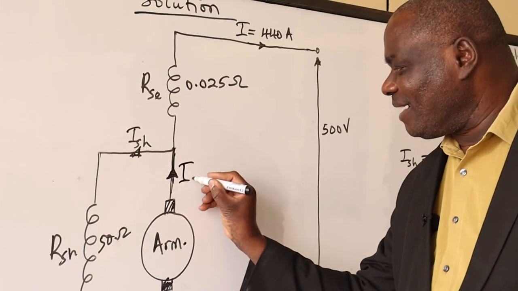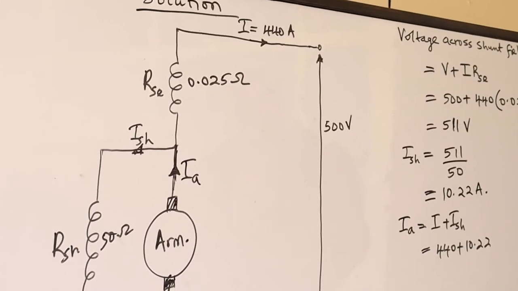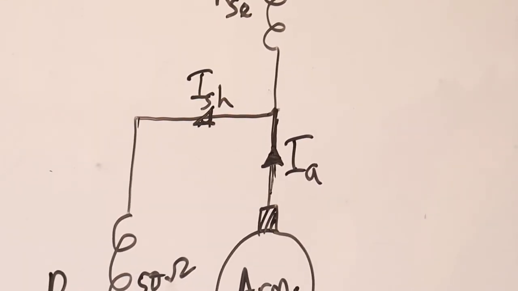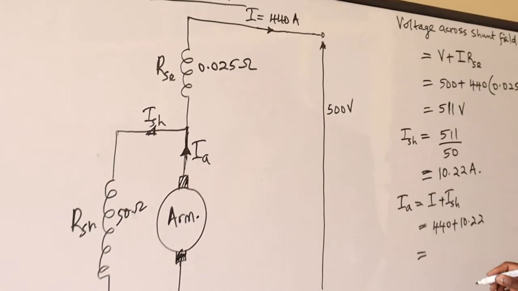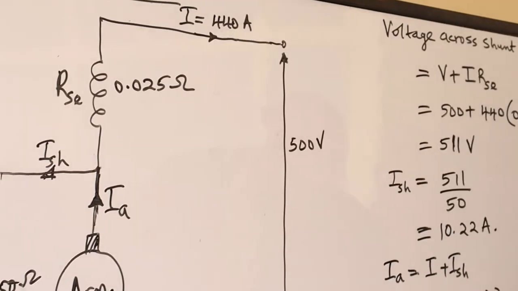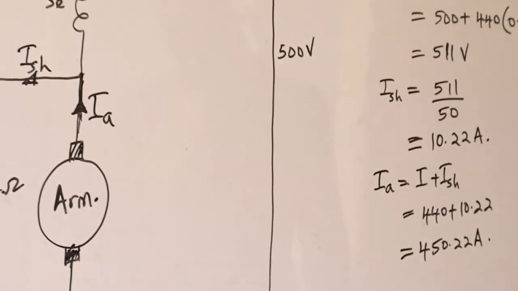This one is our IA. IA is equal to this, so this gives us 450.22 amps. That is our IA.